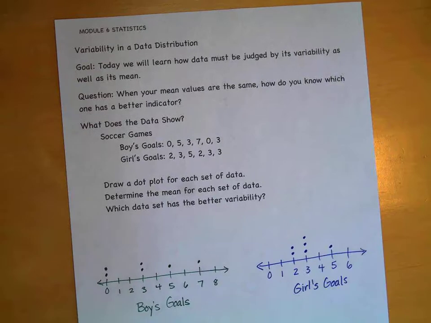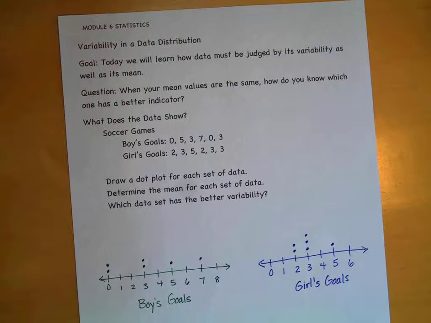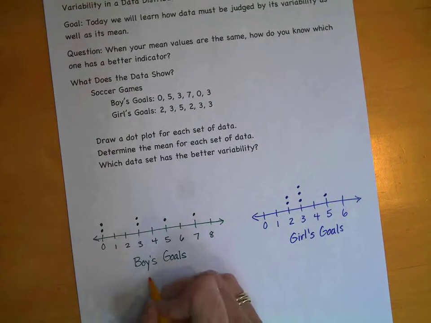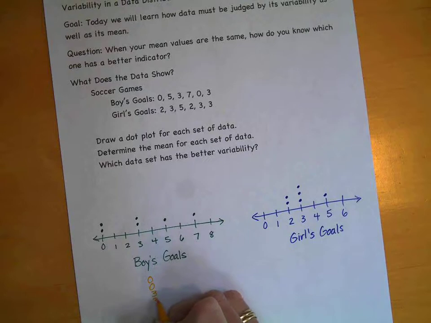All right, now it says determine the mean for each set of data. Okay, so we're supposed to figure out the mean. And remember how we did that, fair share, which takes a long time. So what did we talk about doing instead of doing fair share? We said that we could take each data set and add it all up and then divide it by the total data sets.